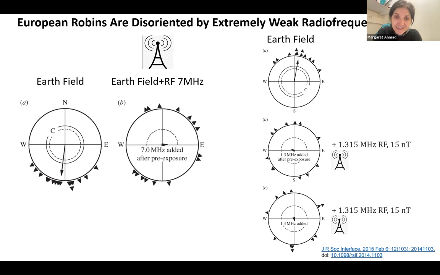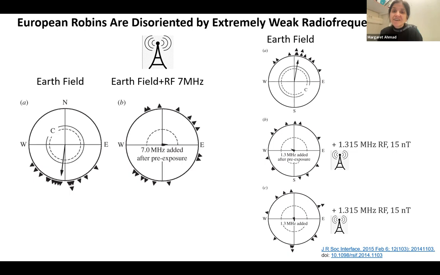That is just so vanishing. And the data showed that the birds were completely disoriented. There has been some debate about this data. I have to say it's been replicated in two different labs independently. So I think it is solid.